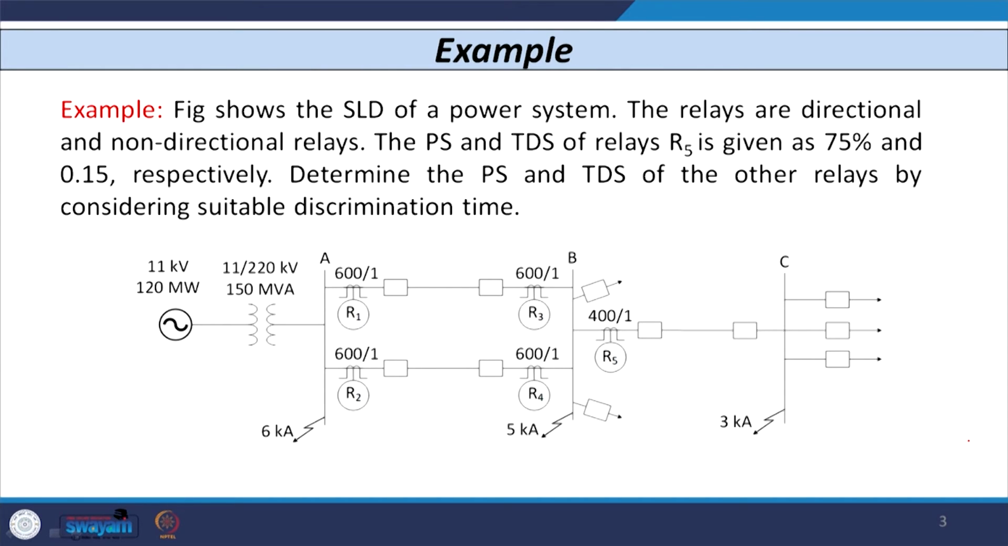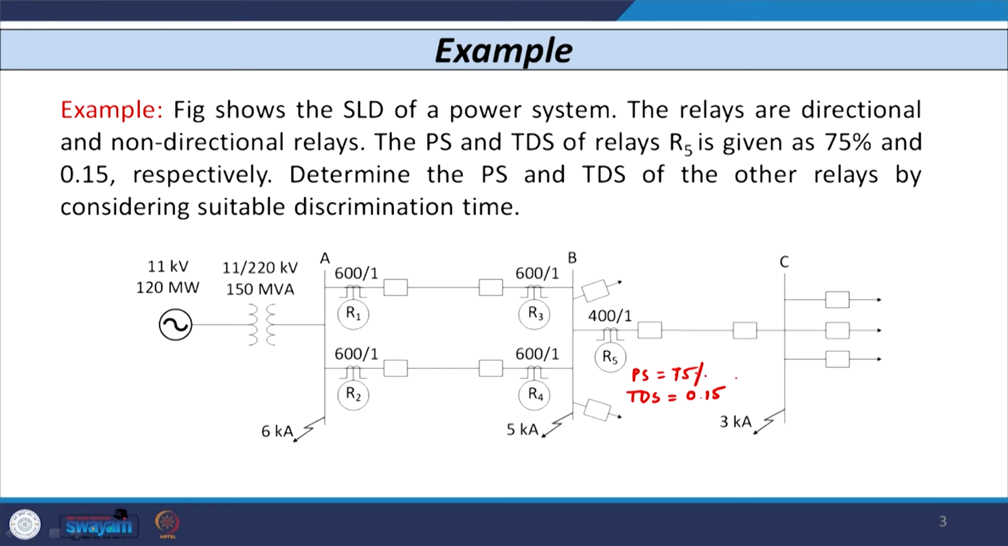So, let us solve one example based on the directional relay. Let us consider that the figure is given here. There are 5 relays shown in this figure. These relays can be directional or bidirectional. We have to determine the plug setting and time dial setting of the relays. The plug setting of relay R5 is given as 75%, and the TDS of relay R5 is given as 0.15. Based on these values, we have to find out the plug setting and the time dial setting of relays R1, R2, R3 and R4.